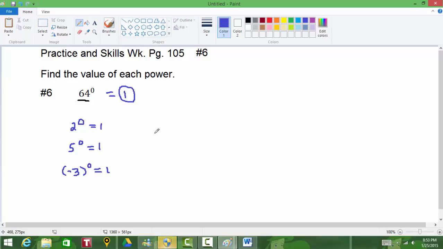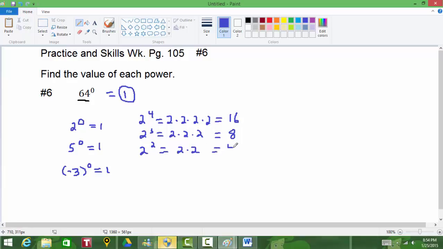Just a refresher so you know where that comes from. Let's say, for example, I give you 2 to the 4th. We know that that's going to be 2 times 2 times 2 times 2, and if you multiply that out, you would get 16. If I gave you 2 to the 3rd, that would be 2 times 2 times 2, and in that case, you'd get 8. If I gave you 2 to the 2nd, I'd get 2 times 2, which is 4. If I gave you 2 to the 1st, that would just be 2.